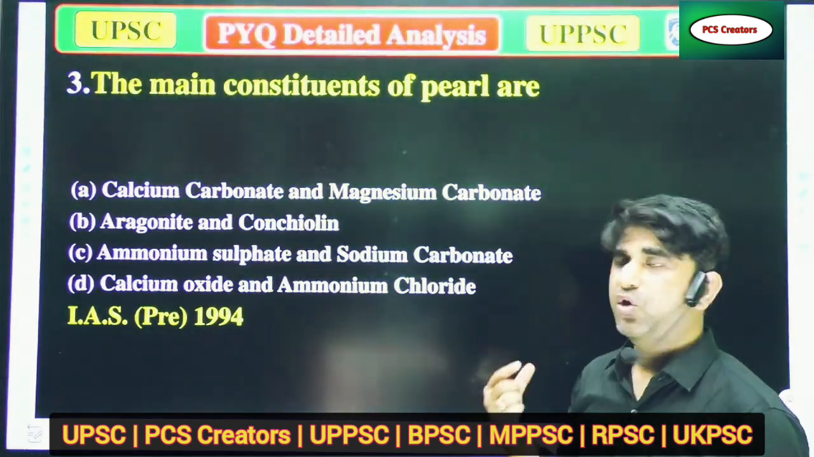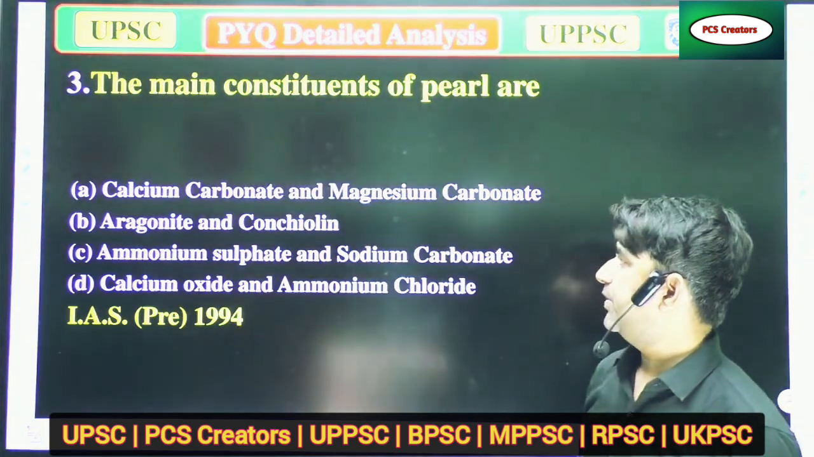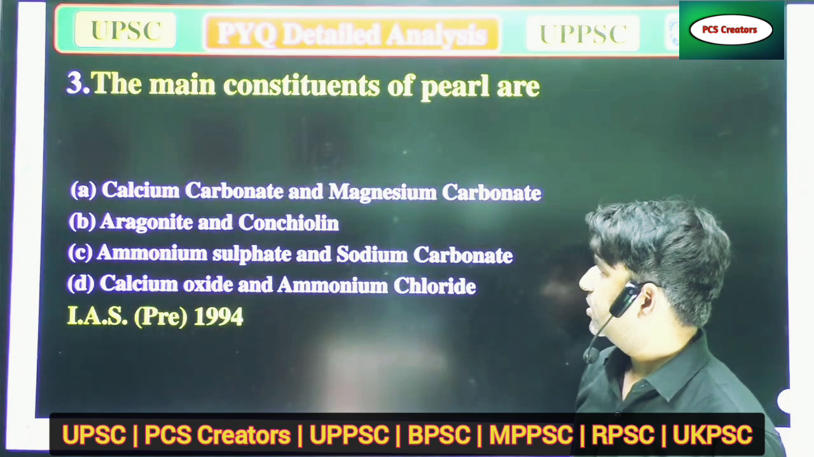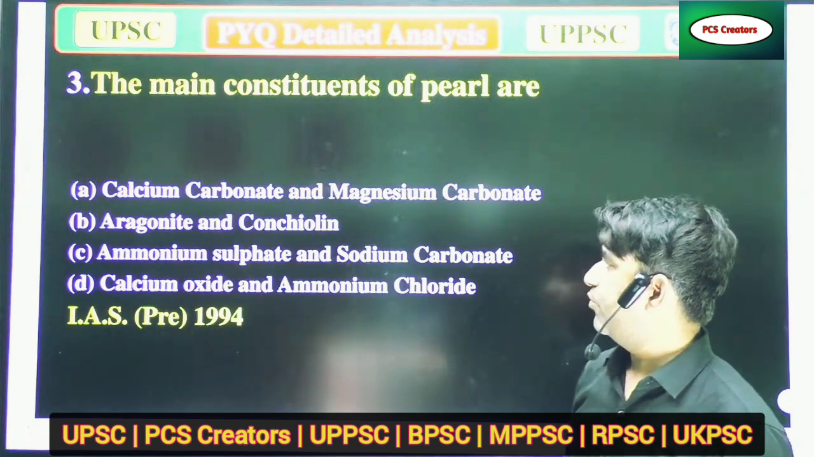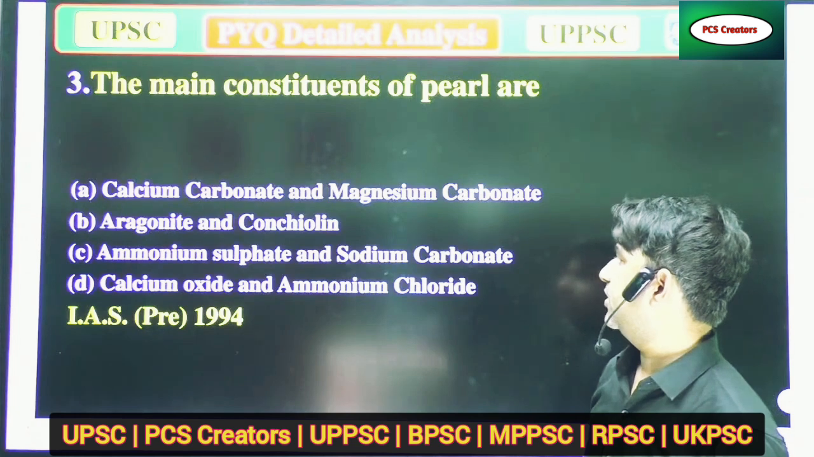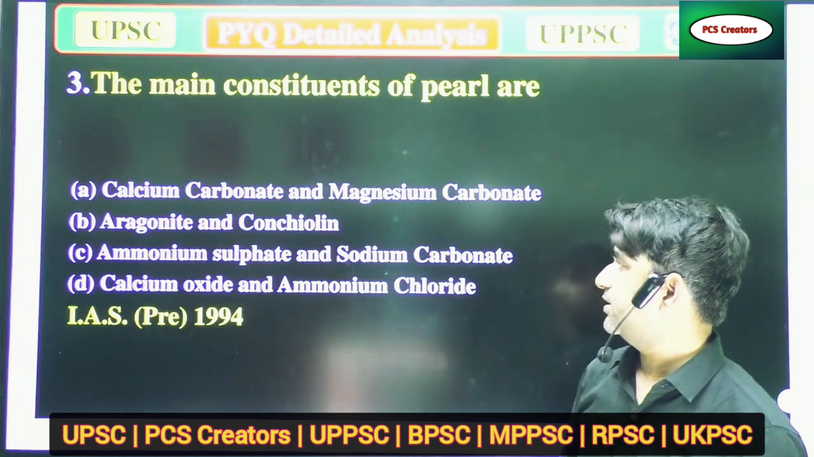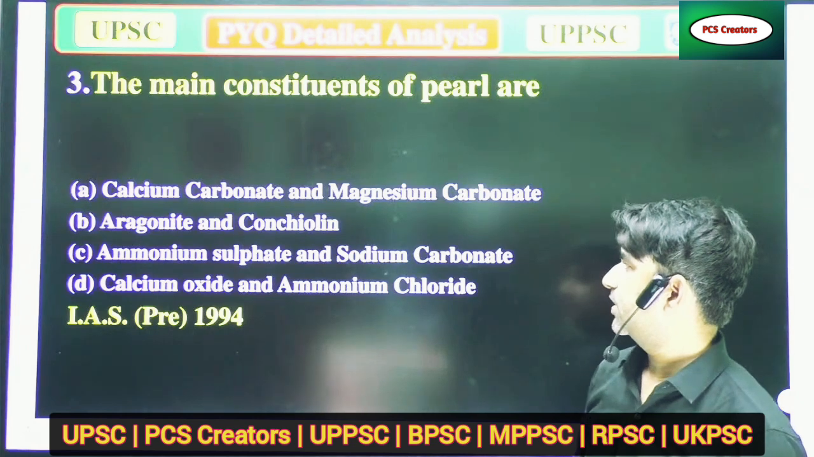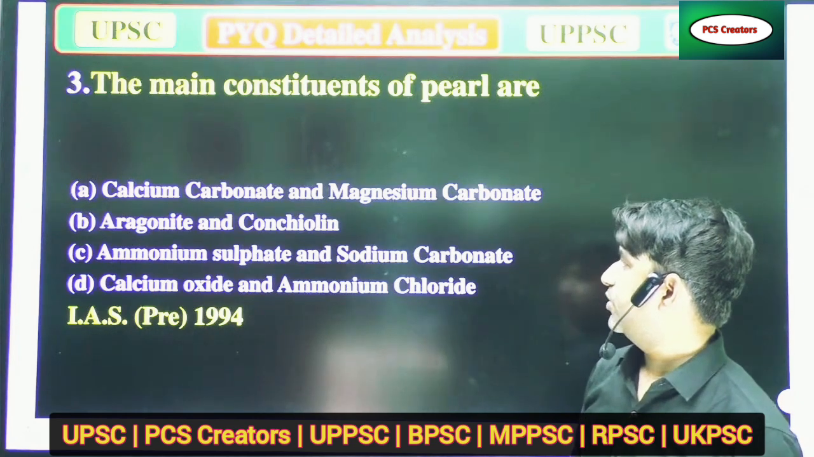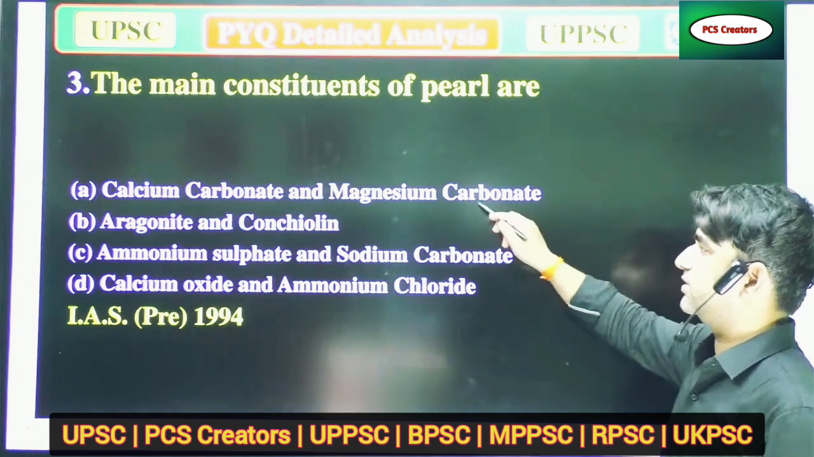The main constituents of pearl are: A, calcium carbonate and magnesium carbonate; B, arsenite and concylene; C, ammonium sulfate and sodium carbonate; and D, calcium oxide and ammonium chloride. So the main constituents of pearls are, sorry, option A, calcium carbonate and magnesium carbonate. Option A is correct. Okay.